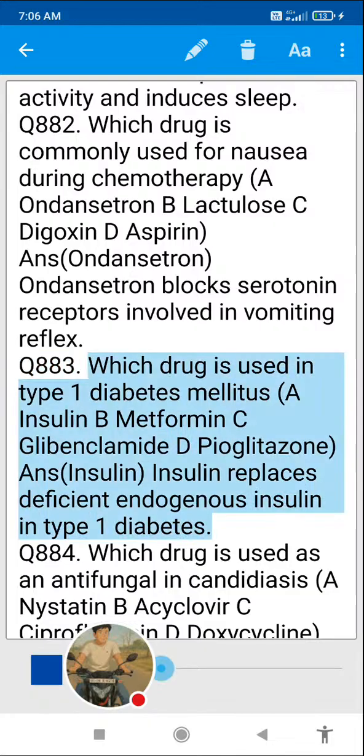Q883. Which drug is used in type 1 diabetes mellitus? A. Insulin. B. Metformin. C. Glibenclamide. D. Pioglitazone. Ans. Insulin replaces deficient endogenous insulin in type 1 diabetes.